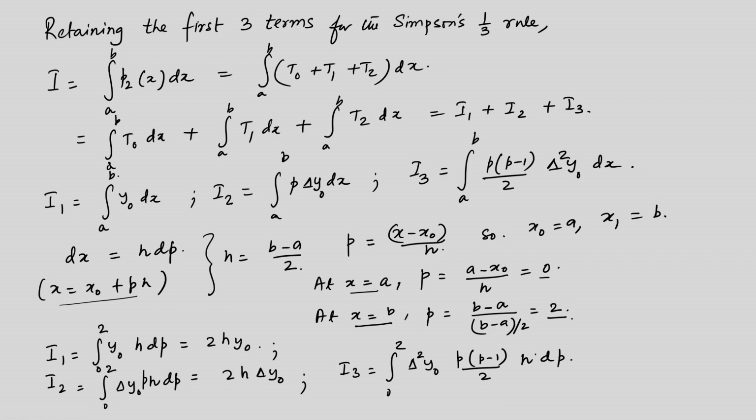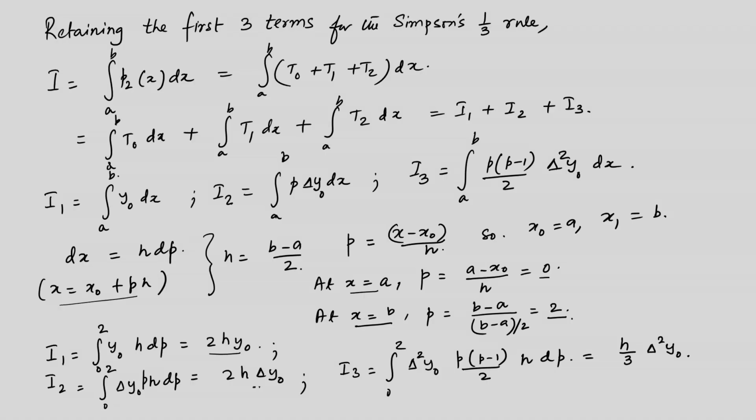So, this becomes equal to, and when you put 0 to 2, it becomes equal to h by 3 delta square y 0. Okay. So, let me just point out these values of the integrals. See, y 0 is the value of the function at the initial point x 0, which is equal to a. Delta y 0 is the slope calculated at x 0, and similarly this is the curvature or the double derivative which is evaluated there.